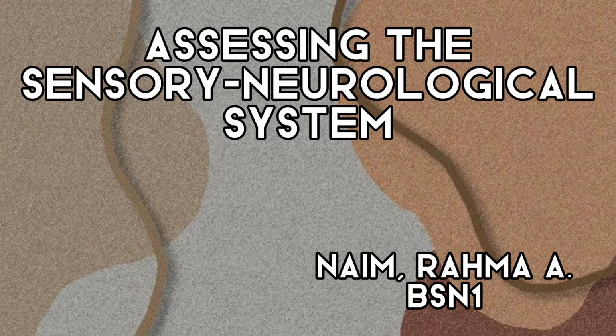Assessing the sensory-neurological system. Examination of the sensory-neurological system includes assessment of mental status, cranial nerves, reflexes, sensory function, and motor function. The purpose of this procedure is to determine if the sensory-neurological system functions properly.